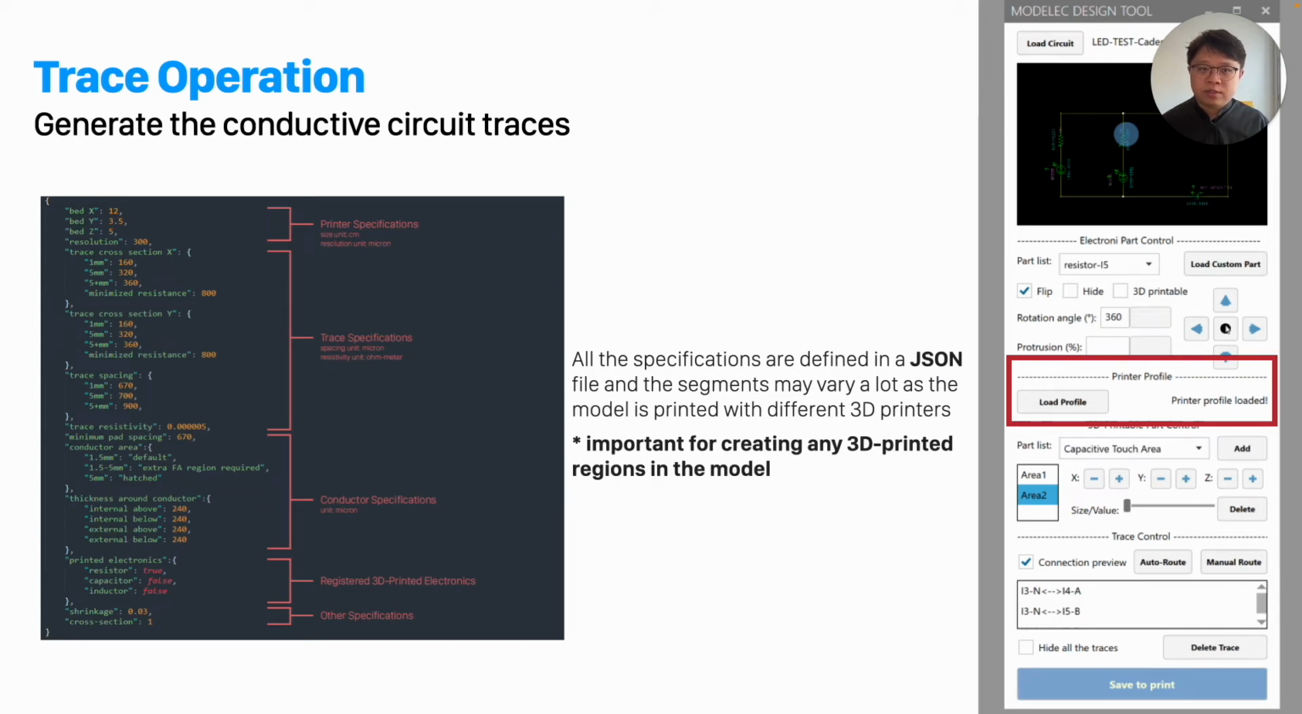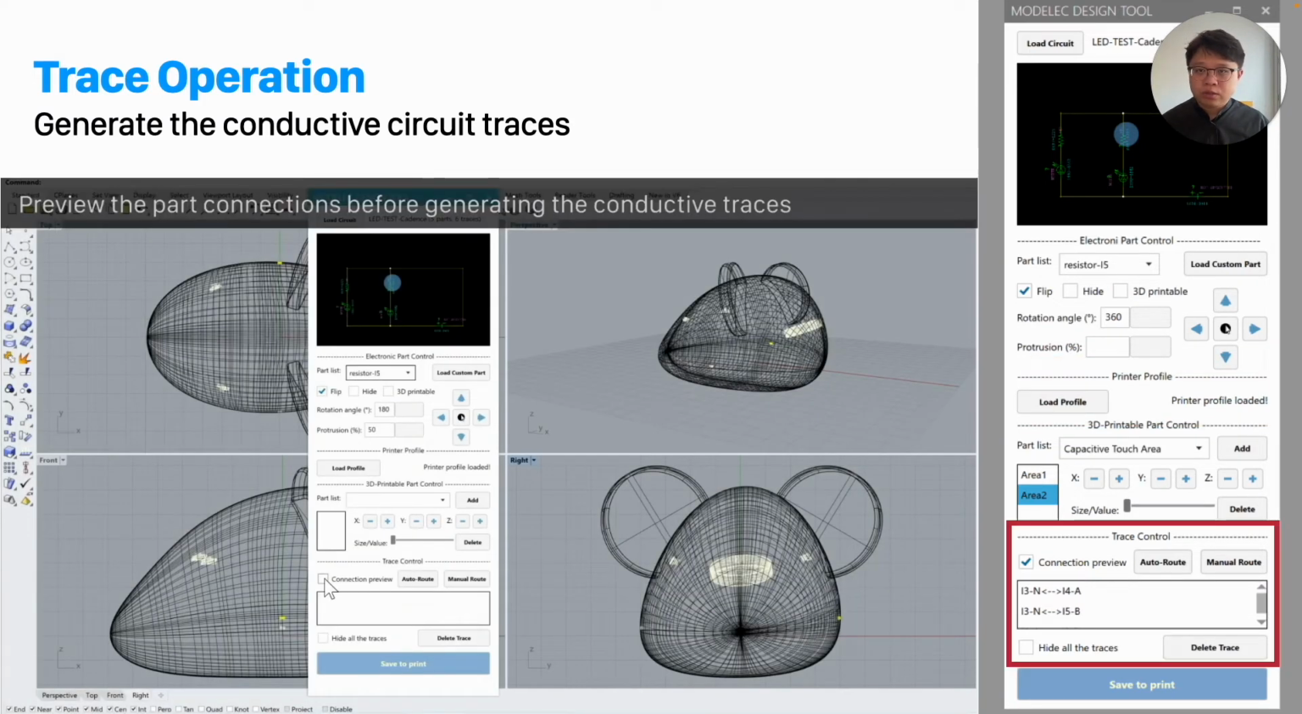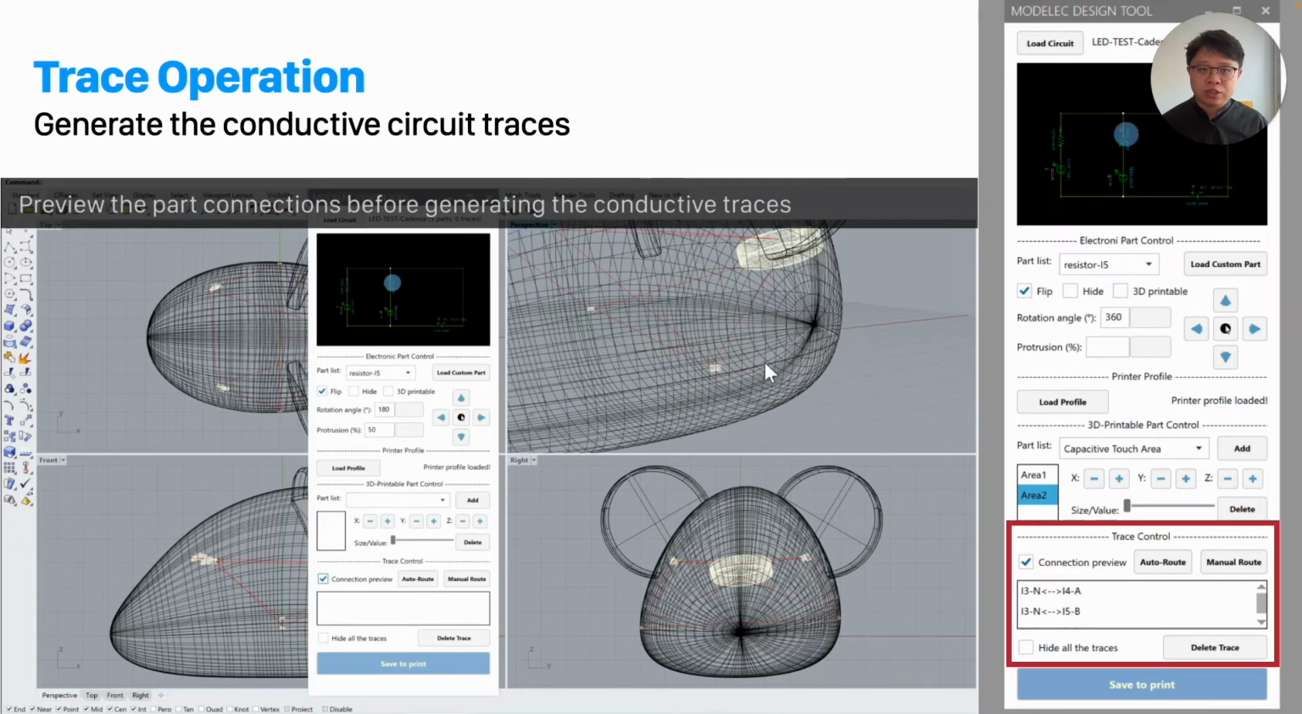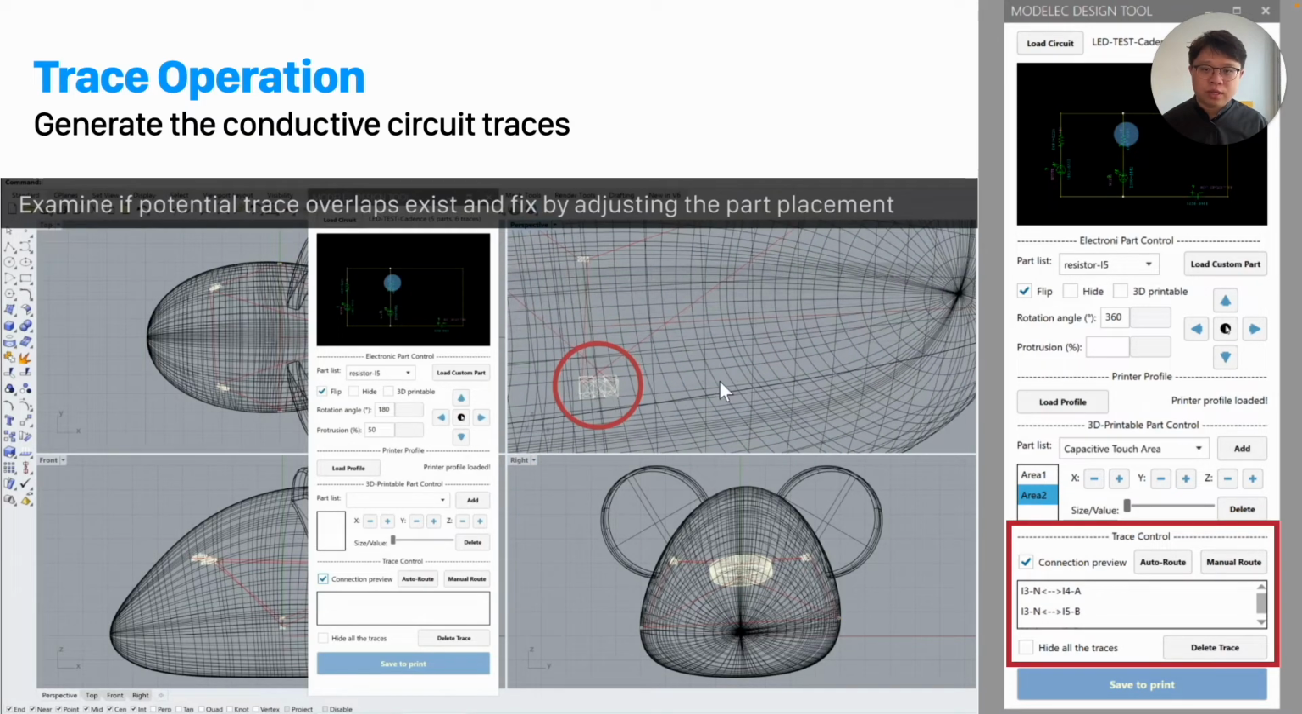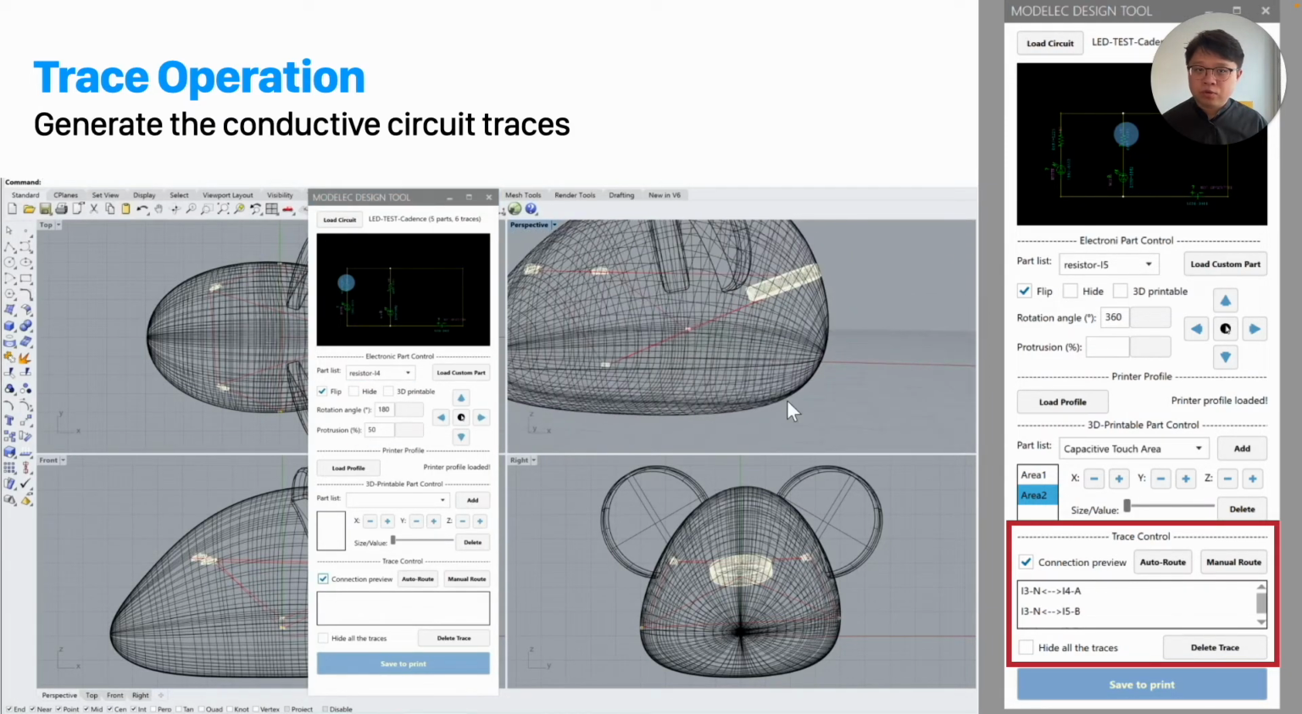which defines the specifications of the 3D printer that we are going to use, so that the tool follows certain rules for trace generation, such as the trace spacings. For trace generation, based on the circuit schematic, the user can preview the logic connections between the parts, which are the red lines here, to inspect whether or not the parts are properly oriented for reasonable routing.